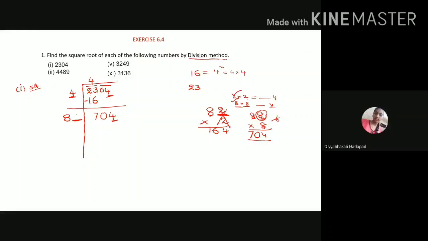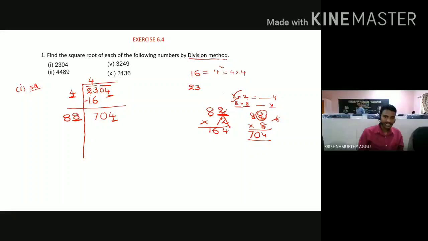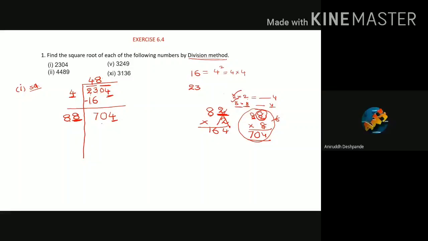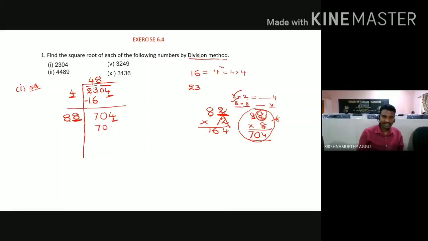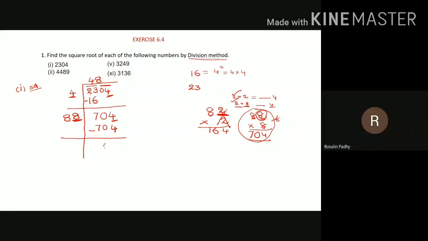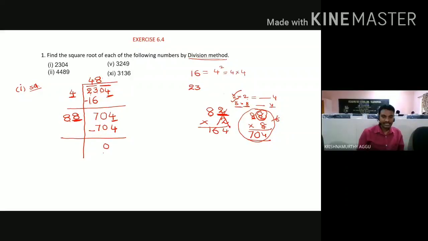Which digit do you have to place here? 8. Whatever digit you place here, the same digit you write here. Now 88 times 8 is 704. Next we have to do subtraction. 704 minus 704. What is that? 0. You got the remainder 0.